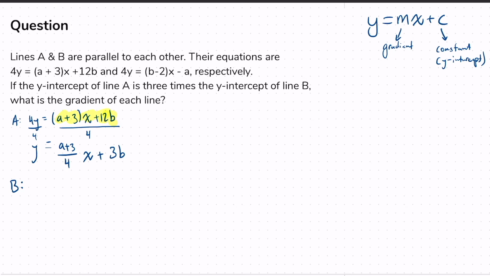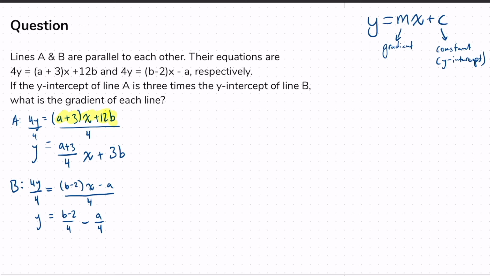So our next one, same thing, 4y. We're going to divide that by 4, but what are we dividing by 4? b minus 2x minus a. So we divide these by 4, giving me... we could write that as take away a quarter a.